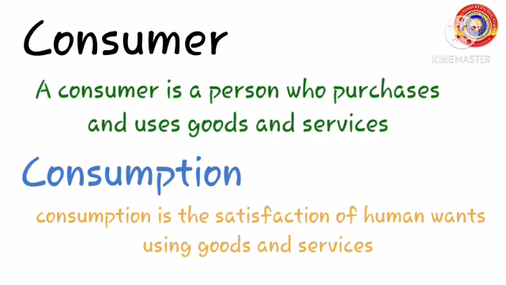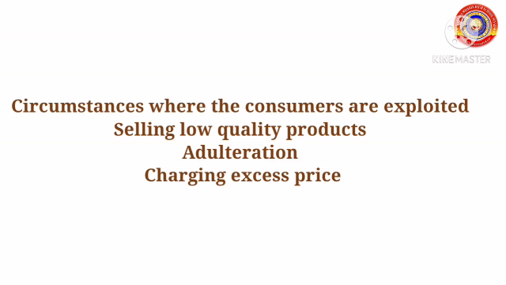Let's review about today's topic. First, consumer. A consumer is a person who purchases and uses goods and services. Next, consumption. Consumption is the satisfaction of human wants using goods and services. Next, circumstances where the consumers are exploited: selling low quality products, adulteration, charging excess price.